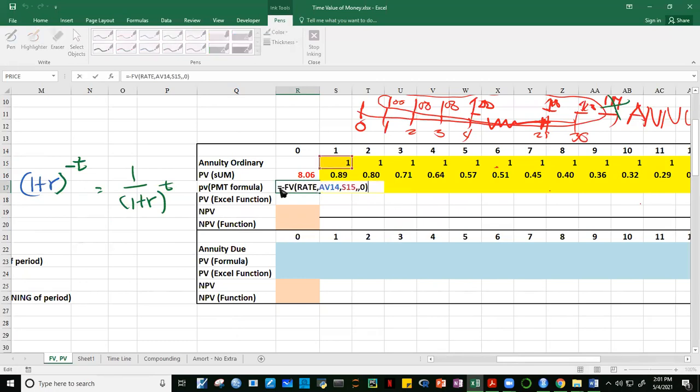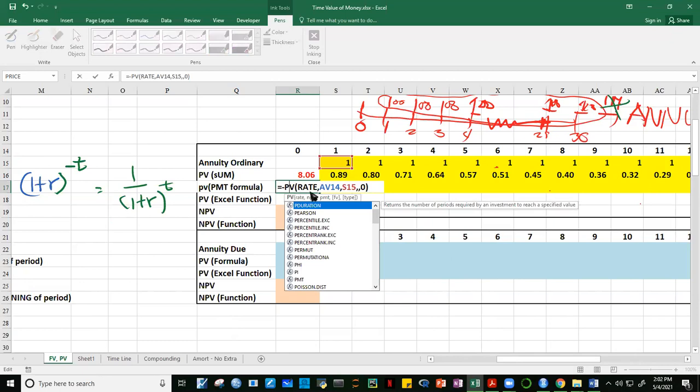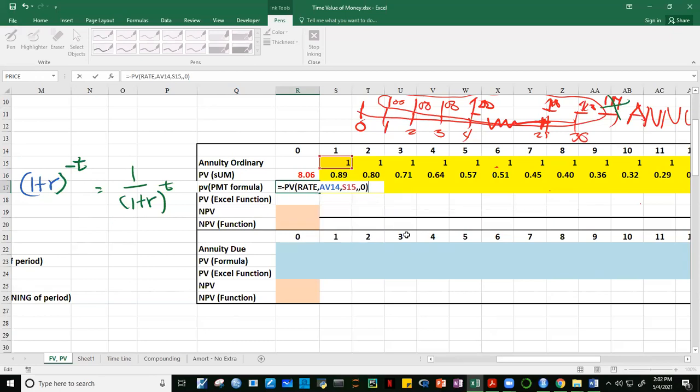Okay, ano ba ginamit ko? Sorry guys ha. FV. Dapat PV. My mistake. Ang hinanap natin, sorry, PV. Okay, so pareho din. Rate is N per. And then N per is 30 years. PMT is 1. Walang future value. Type is 0 kasi annuity ordinary. Okay, control enter. There. Okay, so we can see guys that pareho lang siya.